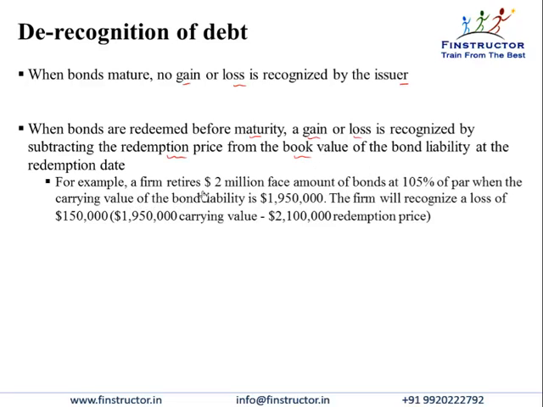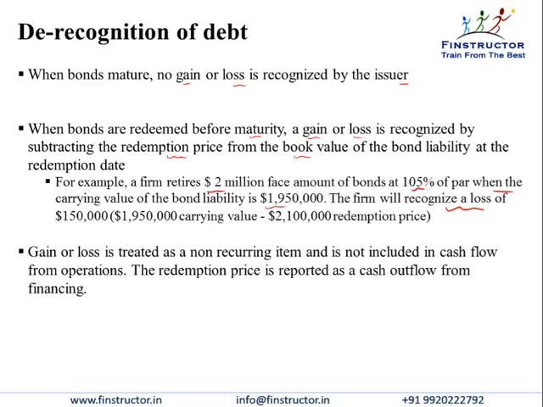So if the firm retires $2 million face amount of bonds for $2.1 million, when the carrying value of the bond liability is $1.95 million, the firm will have to recognize a loss since the firm actually paid $2.1 million for buying back a liability worth $1.95 on the balance sheet. If they had paid less, then they would have recognized a corresponding gain. This gain or loss is treated as a non-recurring item or a one-off and is not included in the cash flow from operations. The entire redemption price, that is $2.1 million, will be reported as a cash outflow from financing.